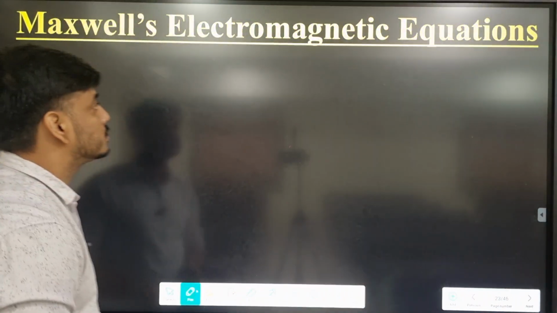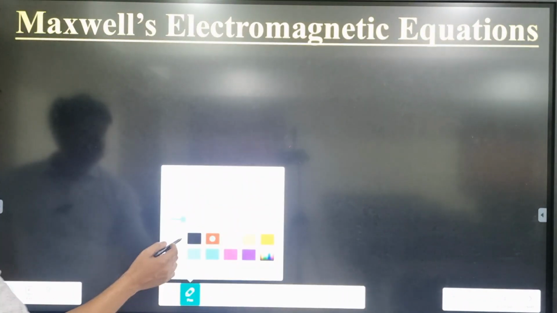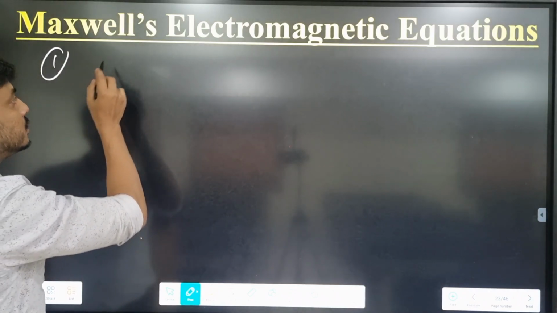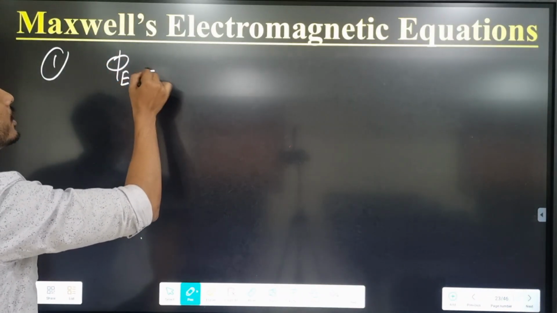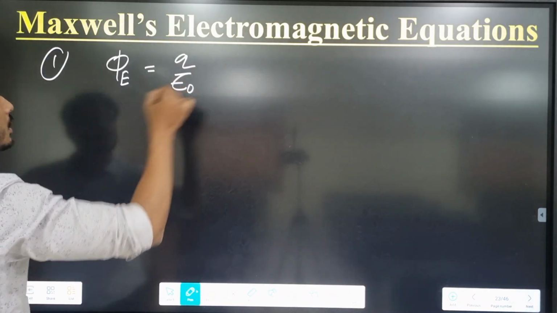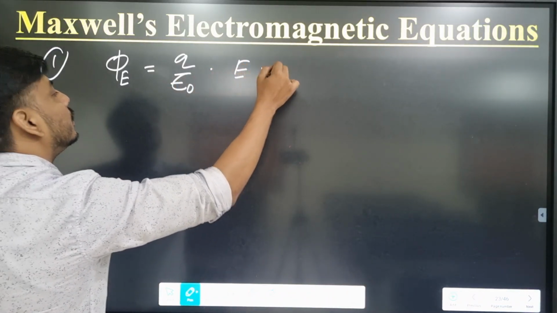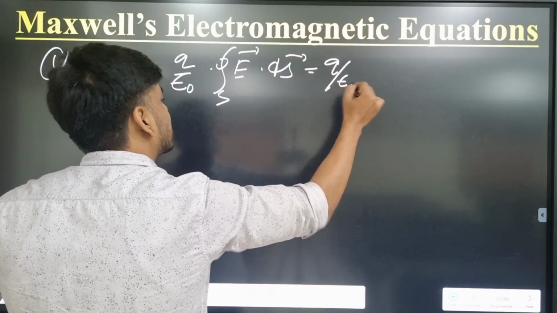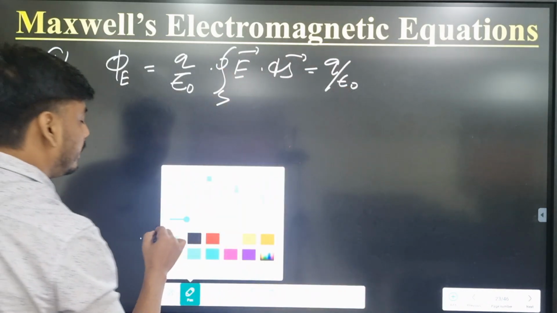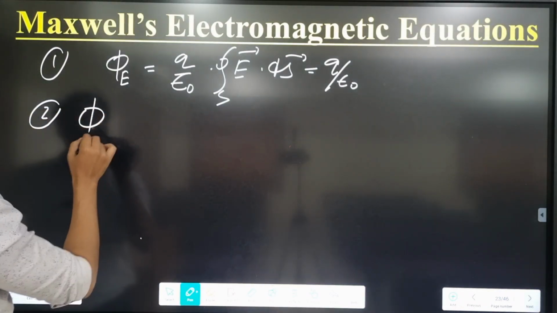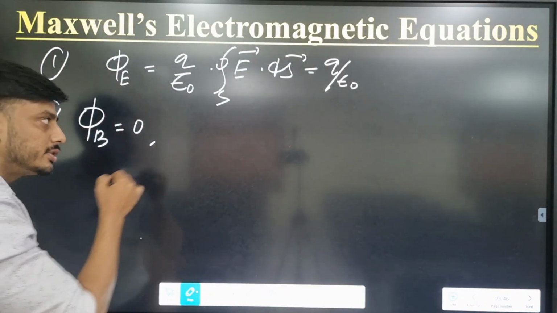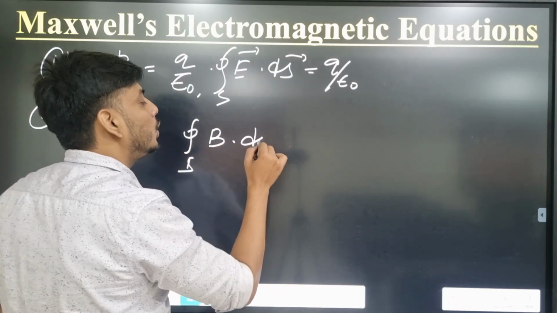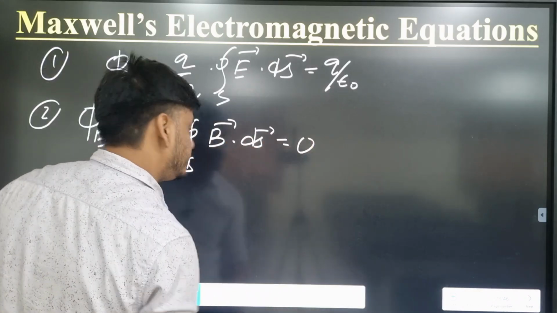Then what are Maxwell's equations? First we will discuss: Maxwell's equations are nothing but Gauss law in electrostatics, which is also said to be a Maxwell's equation. The electric flux is equal to Q by epsilon naught, or you can write integration over S of E dot ds equal to Q by epsilon naught. This is one theorem. Then the second one is Gauss law in magnetism, which states that the magnetic flux is 0, that is, integration over S of B dot ds equal to 0.